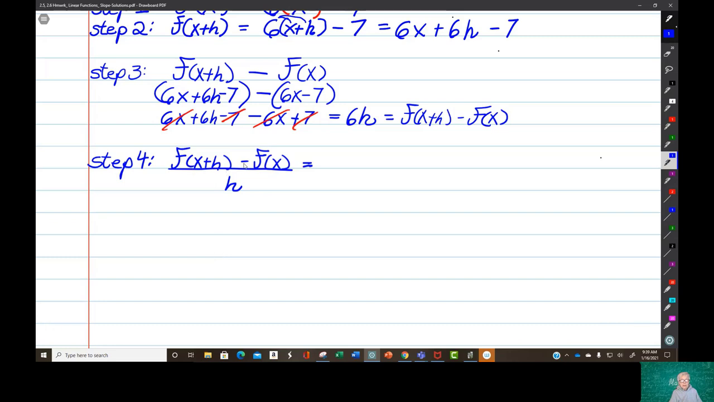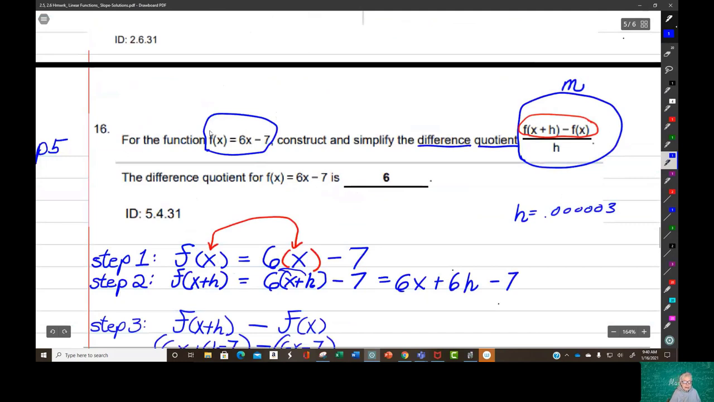All right, we know that f of x plus h minus f of x is 6h. If we put that over h, the h's cancel, and you're left with 6, which of course it would be 6. Because here, all you're doing is you're dealing with y equals 6x minus 7, where 6 is the slope of the line. And this is slope.